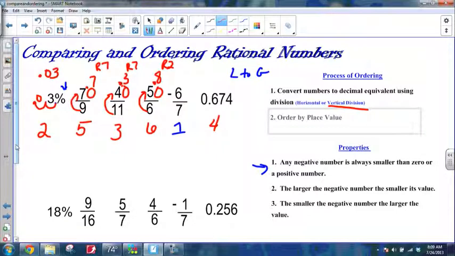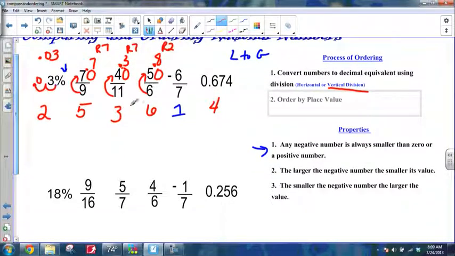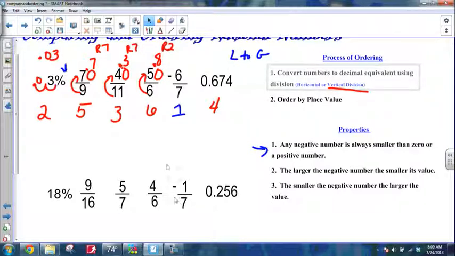Alright, so let's move on to our second problem. We're going to compare this from least to greatest as well. And remember, we have to keep in mind that any negative number is always smaller than 0 or a positive number. The larger the negative number, the smaller its value, and the smaller the negative number, the larger its value. So, try the problem below by yourself.